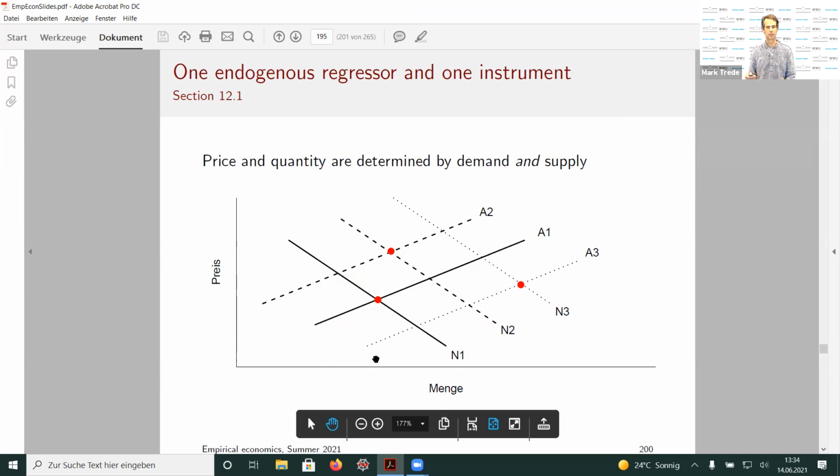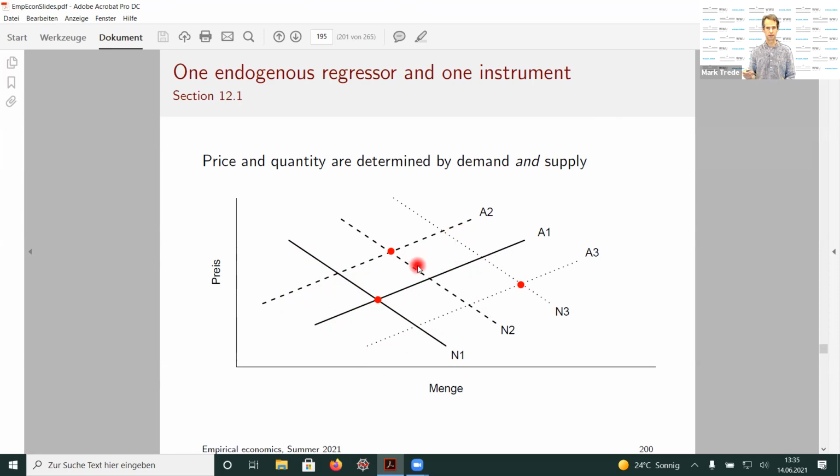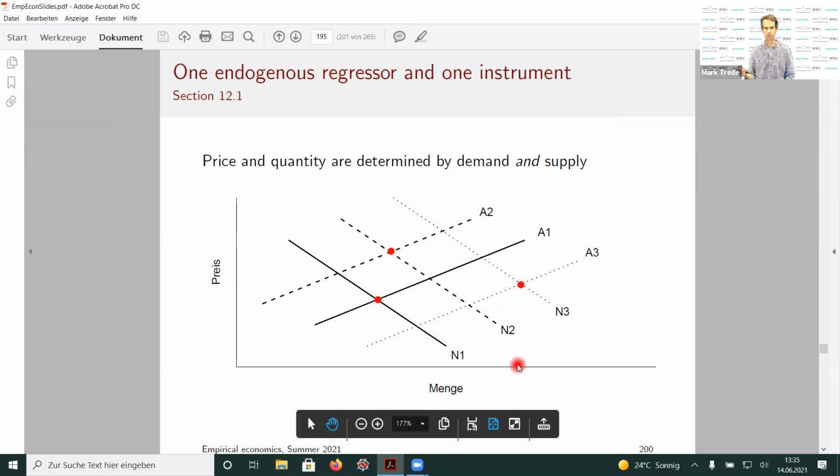And then if the demand increases and the supply decreases, then we have a new equilibrium here with higher prices and slightly higher quantity. And if then demand goes up even further and the supply also increases a lot, then we have a new equilibrium down here where the price is lower again and the quantity is much, much higher.